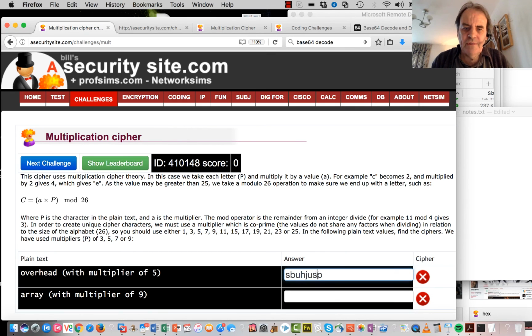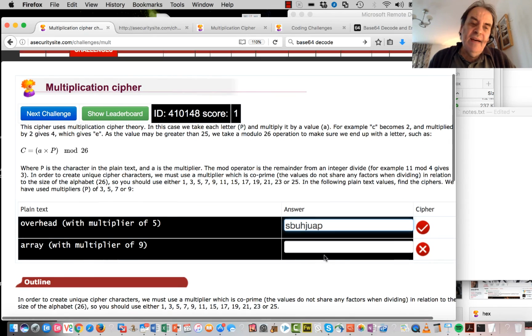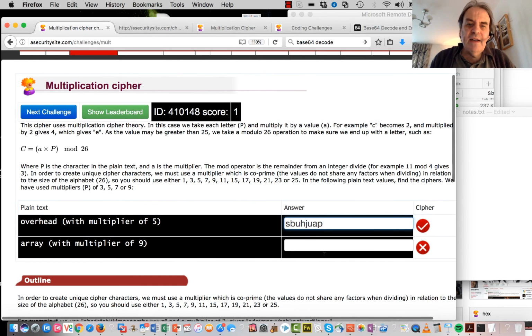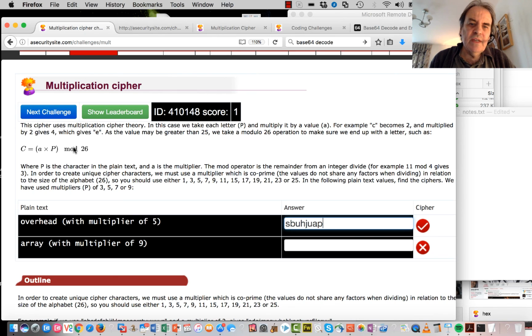So this is an A, and it works. Okay, so that's how to do the multiplication cipher. Mod is a typical operator that we use, and the concept of the coprime is also an important concept that we have when we're using the mod operator. Okay, thanks.